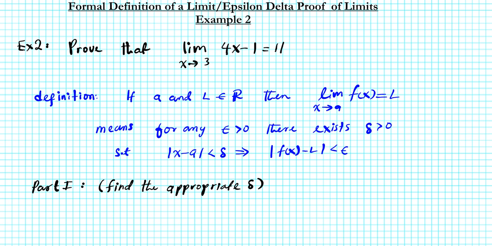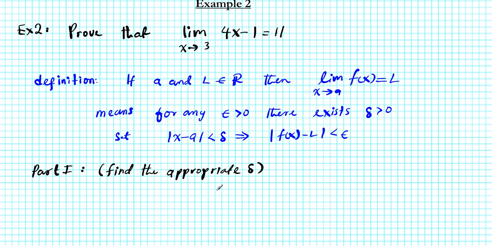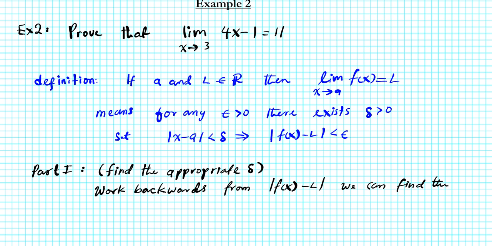So how do we do this? All we need to do to find the appropriate delta is work backwards from the absolute value of f of x minus L. We'll work backwards from here, then we can find the appropriate delta. I wrote down this plan using the general components of the definition.